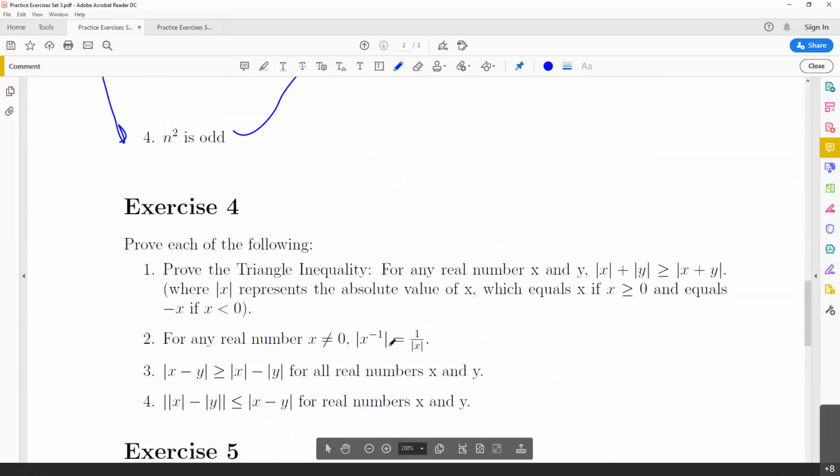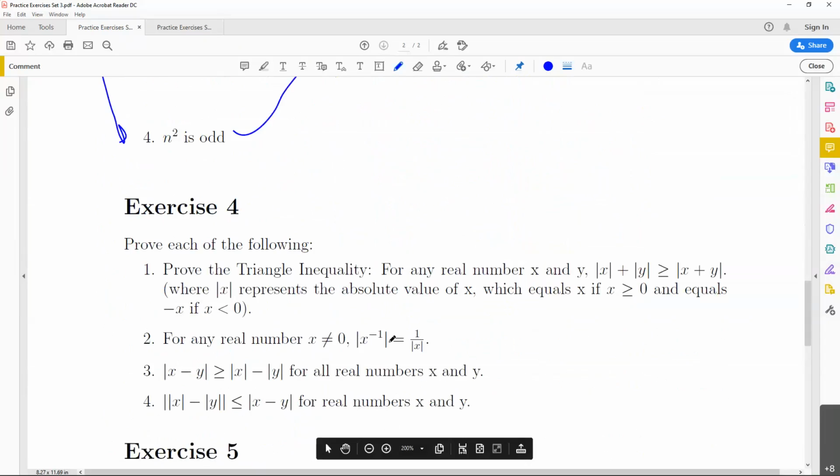Exercise four. Prove each of the following. So this is mostly going to be mathy. Prove the triangle inequality. For any real numbers x and y, the absolute value of x plus the absolute value of y is greater than or equal to x plus y.